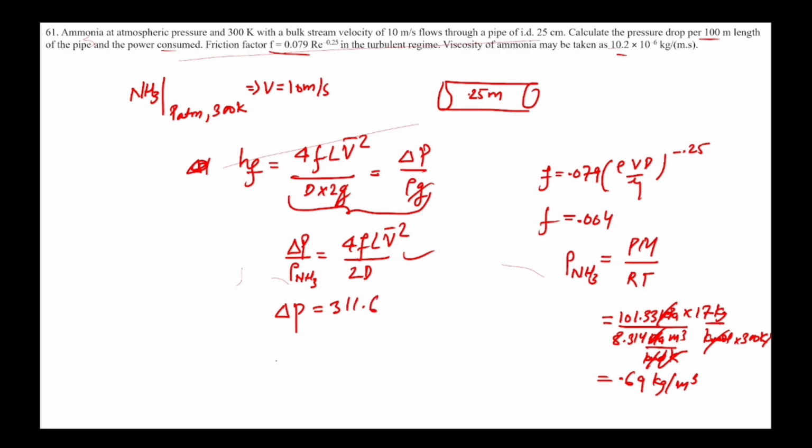Okay. Everything else we have: length, velocity. Now power required is equal to rho G Q HF. HF is del P by rho G. Rho G and rho G will cancel out. So Q into del P. So Q is area into velocity into del P. So when you put all the values, you will get 153 watt, 0.15 kilowatt. Okay. So straightforward question.